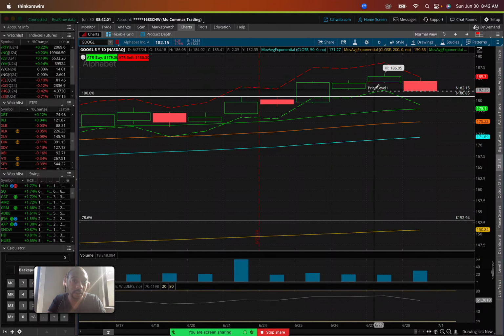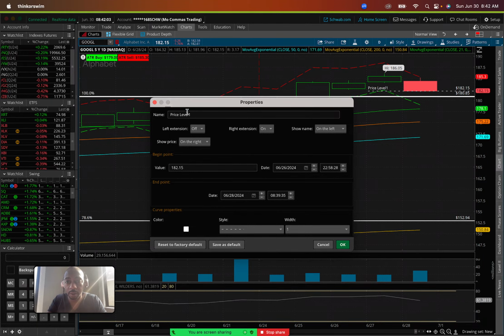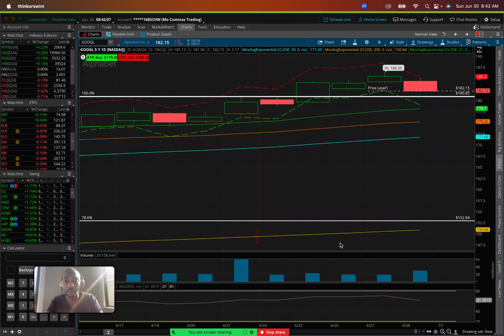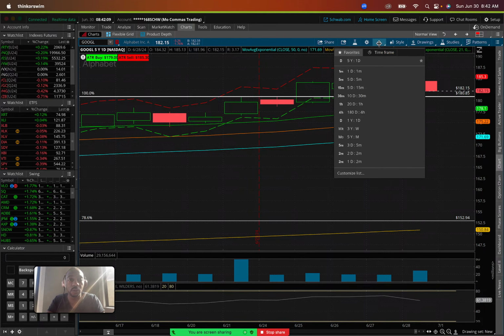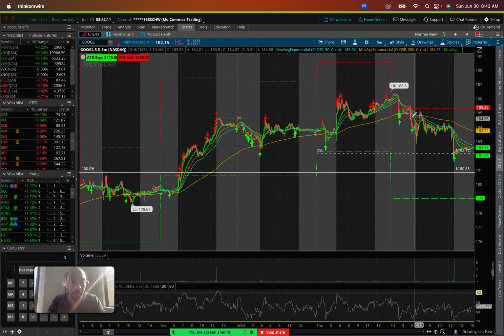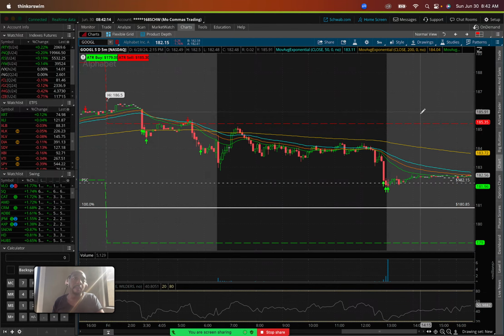Actually, let me name that PSC, for previous session close. And then we zoom in on a 5 minute chart. So this is aftermarket, pre-market trading, because the regular session of the market isn't open. You see this shaded area right here? This is the regular session that's not traded.